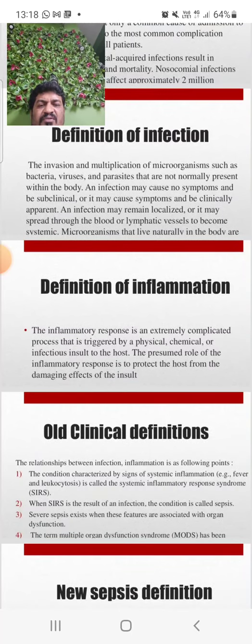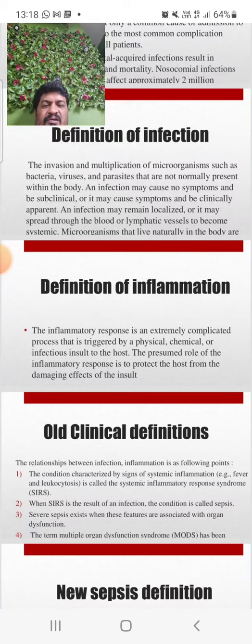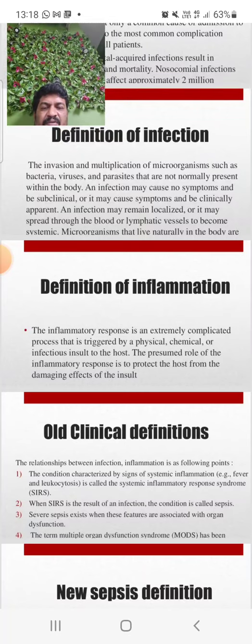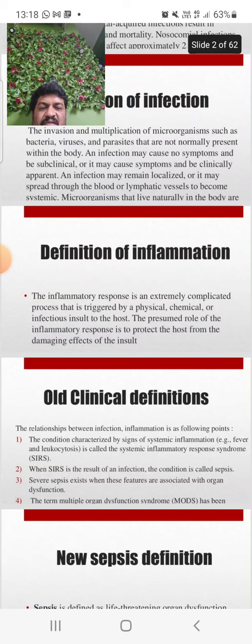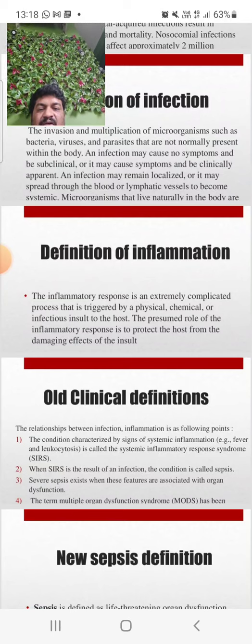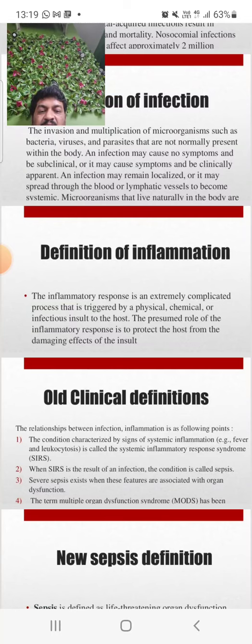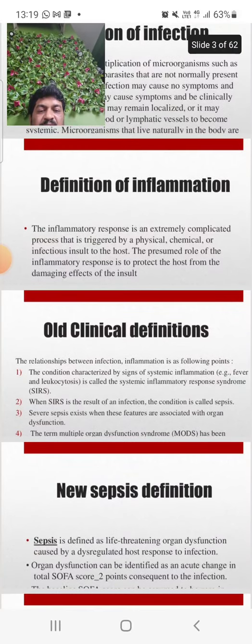All clinical definitions are also there. We should think about the relationship between infection and inflammation, with the following points. The condition characterized by the signs of systemic illness like fever and leukocytosis is called the systemic inflammatory response syndrome, SIRS. When SIRS is the result of an infection, the condition is called sepsis. Severe sepsis exists when these features are associated with organ dysfunction. The term multiple organ dysfunction syndrome has been included in this.